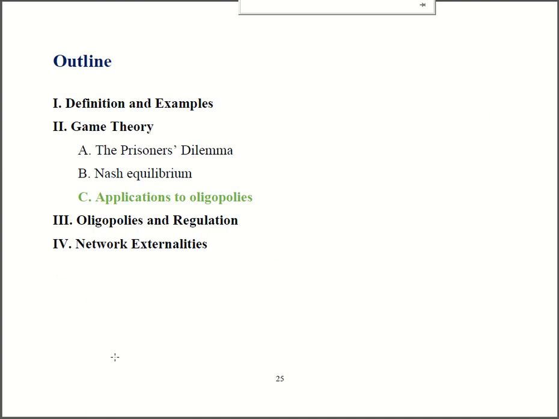So that's our tools from game theory. In our next episode, we're going to apply those tools to looking at oligopolies.